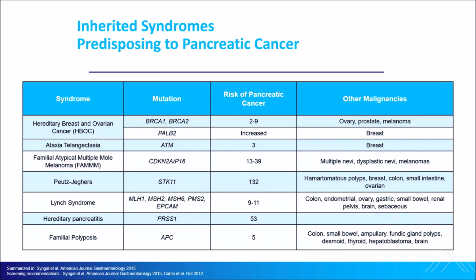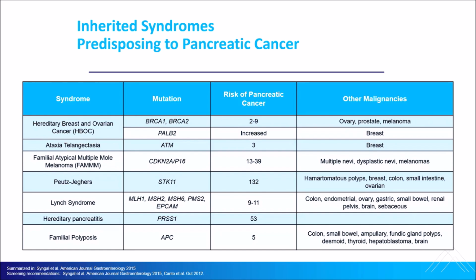But family history isn't everything. And so we've learned over the years that there are a number of inherited syndromes that predispose to pancreatic cancer. And I'll go through them briefly here. There's the hereditary breast and ovarian cancer syndrome, or HBOC. We know about this from BRCA1 and BRCA2 variants that have a modest risk of pancreatic cancer development, also associated with breast cancer, gynecologic cancers, prostate cancer, and melanoma.